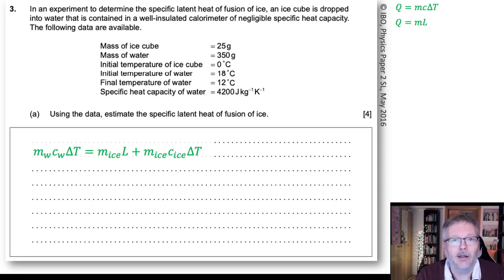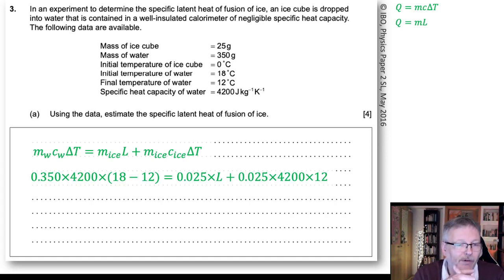It will be the energy required to melt the ice, so ml, and the energy required to warm the melted ice up, so m ice C delta T. I've put C ice there, which I shouldn't have done actually because it's just water now at this point. So 0.350 times 4,200 times the change in temperature on one hand side, 0.025 kilograms times L, the unknown, plus 0.025 times 4,200 again, specific heat capacity of water, times 12 because it's going from 0 to 12 degrees.